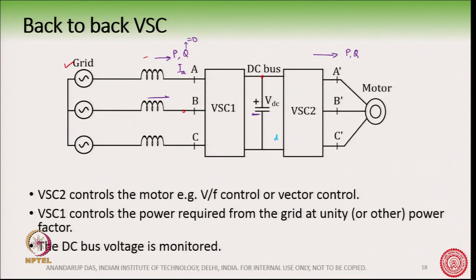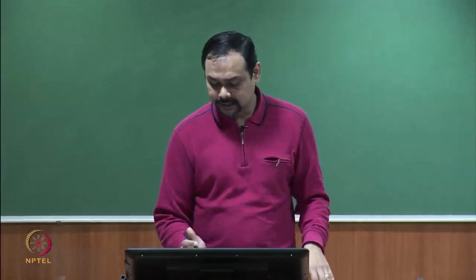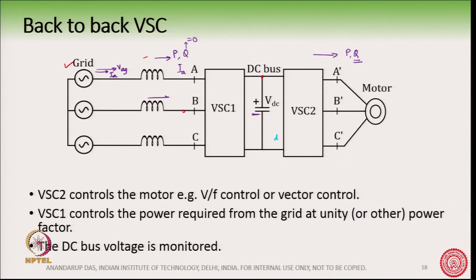When can that happen? If you can make VAG and IA to be in phase. Once you do that, the VSC will take power at unity power factor from the grid. This is usually the case. We always want the current drawn from the grid to be at unity power factor, so that the grid does not have to support any reactive power. So, we make sure the VSC phasor is such that VAG and IA are in phase.